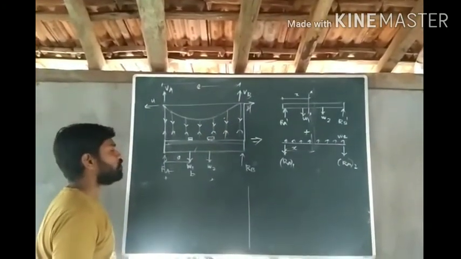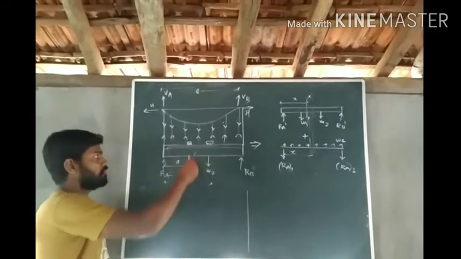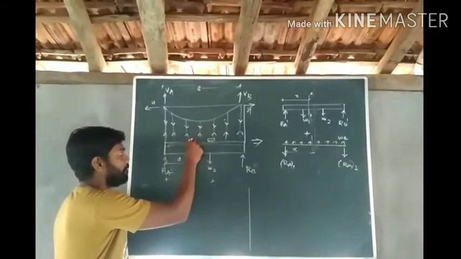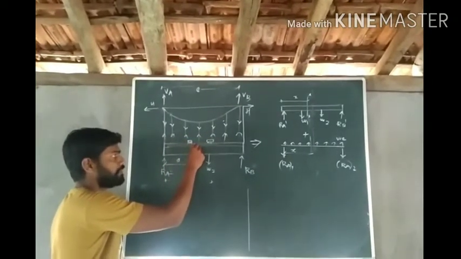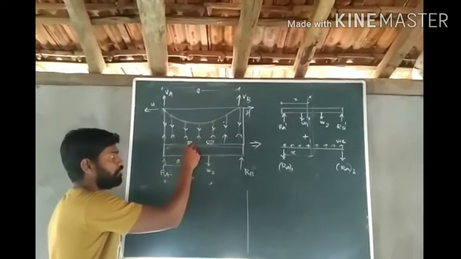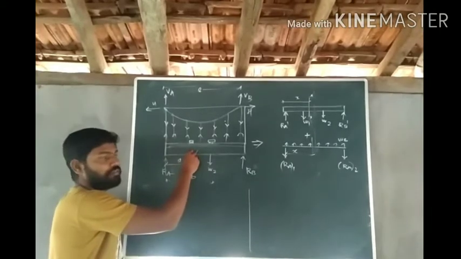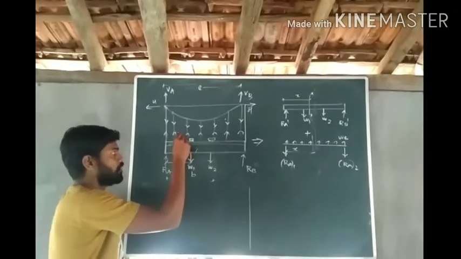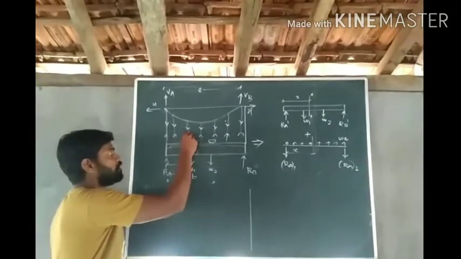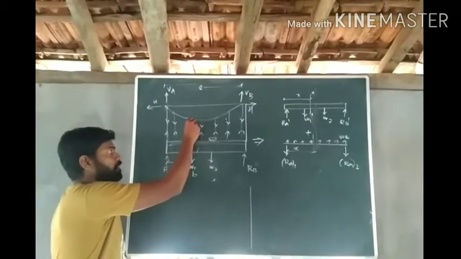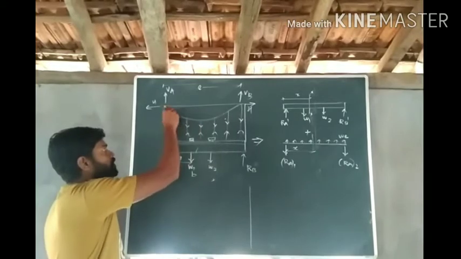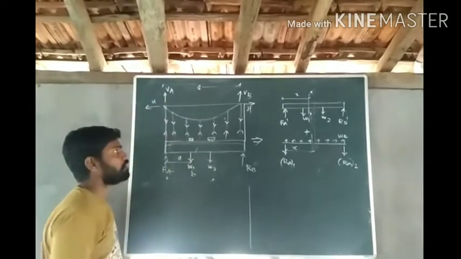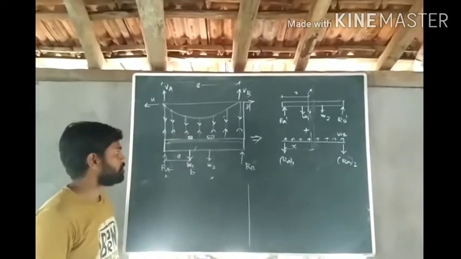Now see how the load transfer will happen here. This is the vehicle. The vehicle will transfer its load to the deck slab. Then from the deck slab it will be transferred to the stiffening girder. Then from the stiffening girder it will be transferred to the main suspension cable through these suspenders, and then this suspension cable will transfer it to the tower and the anchor cable.